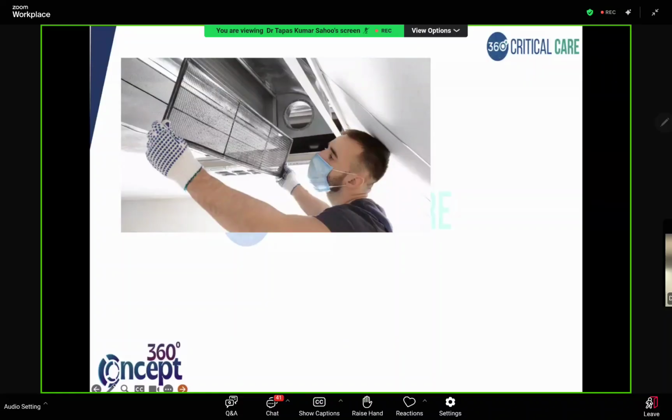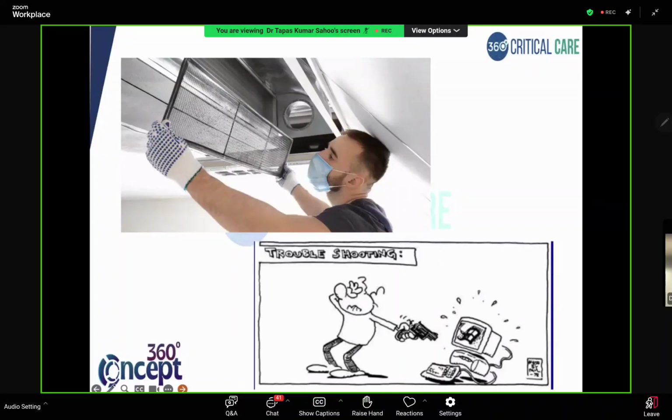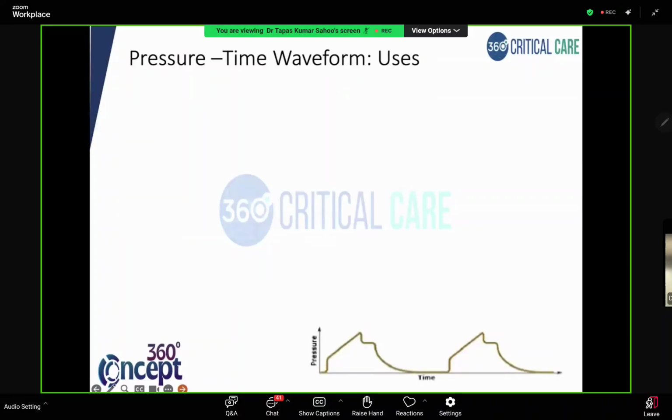Now, we need to fix the problem. But in case we are not able to fix the problem, we will be just shooting the system. Please don't shoot the examiner. They are poor people, they are just trying to assess you so that you become a good intensivist. So at least you try to solve the problem so that they would be happy.